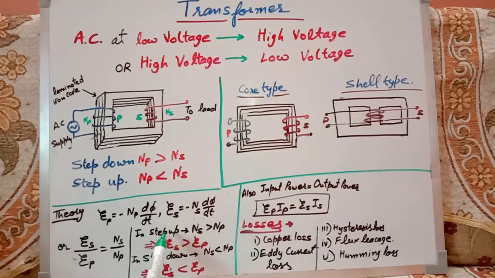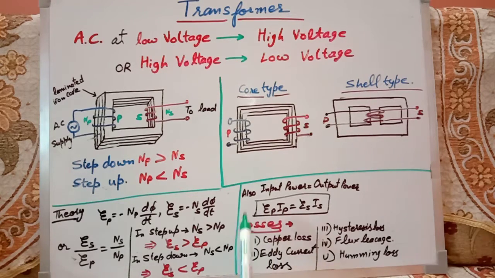In a step up transformer, NS is greater than NP, so ES becomes greater than EP. And in a step down transformer, NS is less than NP and ES becomes less than EP. Clear? And input power is always equal to output power, so EP into IP should be equal to ES into IS. Okay, now what about losses?